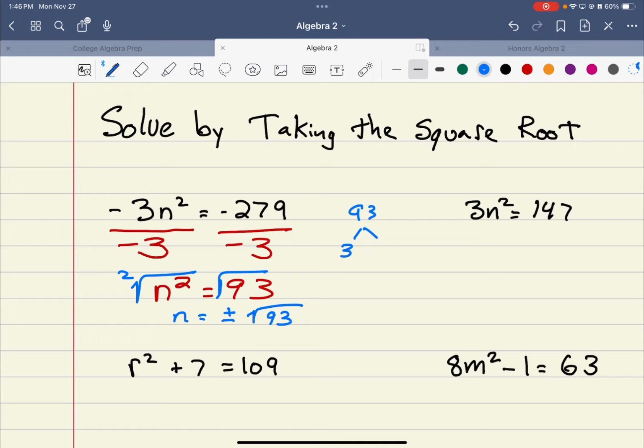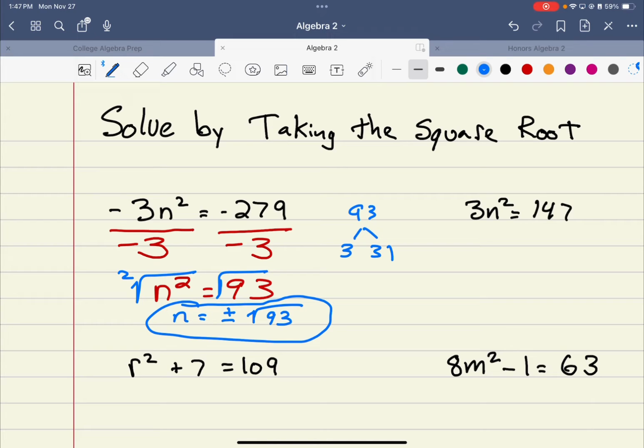Well, I know 3 goes into it. 3 goes into it 31 times. I don't think anything goes into 31. And both those are prime. So that's your solution. It doesn't break down. You're done. Okay, we don't put it as decimals. We don't do anything like that. We just leave it as is.